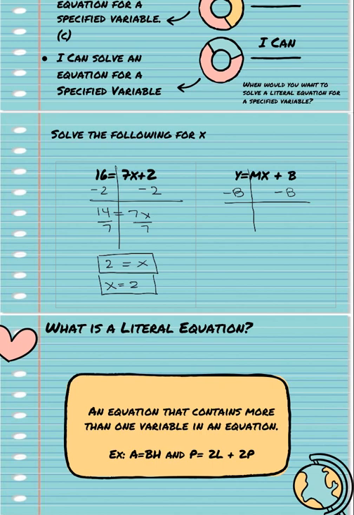I get mx is equal to y minus b, because I can't combine y and b together because they're two separate variables. My m is being multiplied by my x, so I'm going to divide both sides by m, and I get x is equal to y minus b over m.